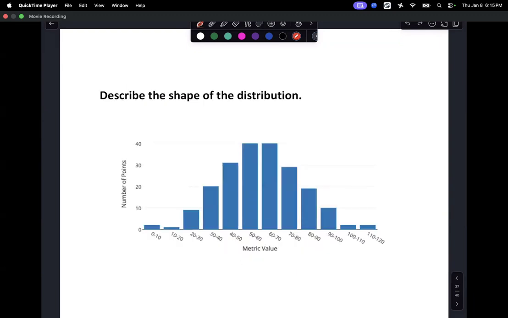All right, let's take a look at this one. Think about what we think the shape of this distribution is. I can draw a nice, pretty bell over the top. That was not a perfect bell, but this one is bell-shaped.